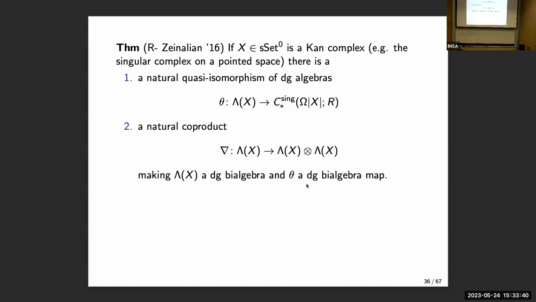So we can construct an explicit geometric map that induces an isomorphism in homology and preserves the algebra structure. Furthermore, we can construct a coproduct on this differential graded algebra, making it into a differential graded bialgebra, such that this map, theta, is a quasi-isomorphism that preserves the bialgebra structure.